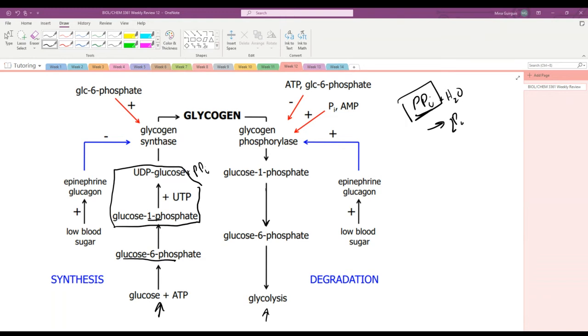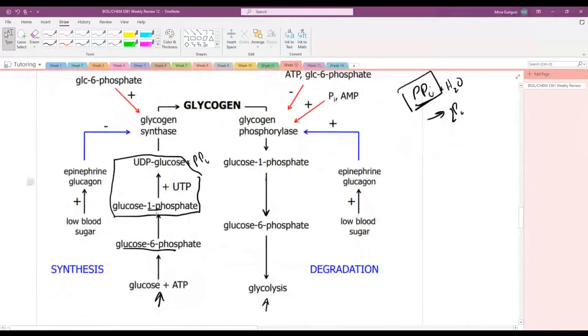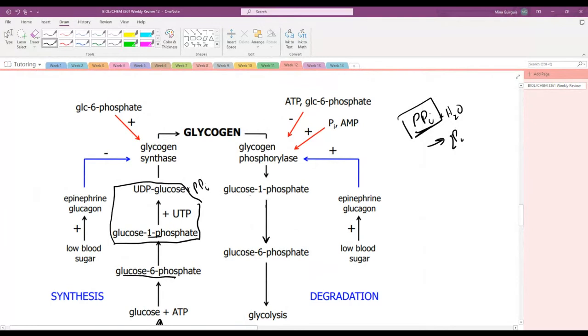Okay. So then using UTP, you add UDP to glucose, and then using glycogen synthase, you create glycogen. And that's a very, very broad generalization. That's the quickest version of that I could give. Partly because we're going to go over it a little bit more later, partly because I don't like glycogen synthesis. But yes, glycogen synthase gives us glycogen.